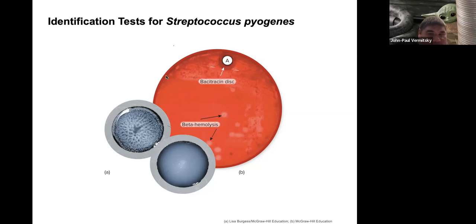Okay. On the blood agar plate here, we have a bacitracin disc, which is a drug disc. With very few exceptions, only Strep pyogenes is sensitive to a minute concentration of bacitracin. Any zone of inhibition around the drug disc is interpreted as a presumptive positive for Strep pyogenes. And if you look here, you can see this little zone of inhibition around the bacteria right here.